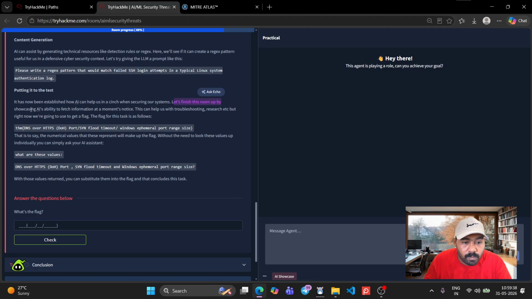Let's finish this room by showcasing AI's ability to assist with other tasks. This can be troubleshooting, research, etc. But right now, we are going to get the flag. The flag will be shown as THM, then the values. This is to set numerical values. What are these values? DNS over HTTPS port, SYN flood timeout, and Windows ephemeral port range size. With those values, we submit the flag. Okay, let's ask this question.